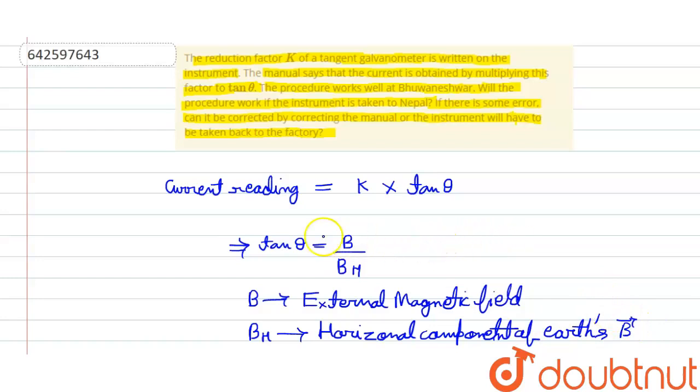So what is given to us is that we can find the current reading by multiplying the reduction factor with tan theta, and tan theta varies from place to place. So we don't have to take the instrument back to the factory. We can just calculate and get the current reading in Nepal also. Their tan theta value will be different.